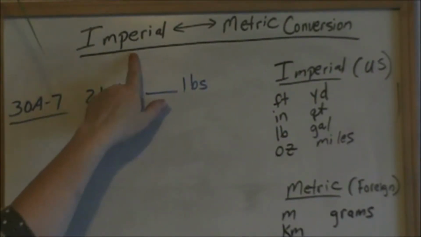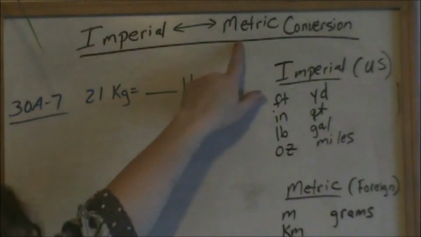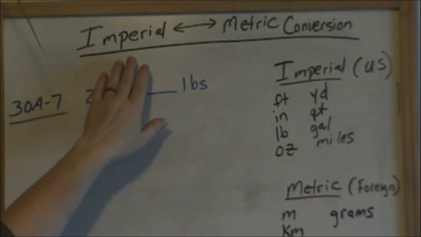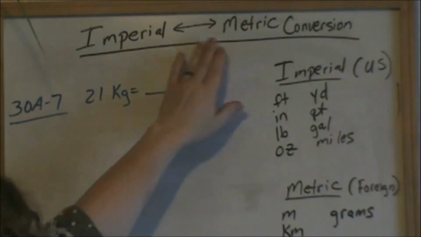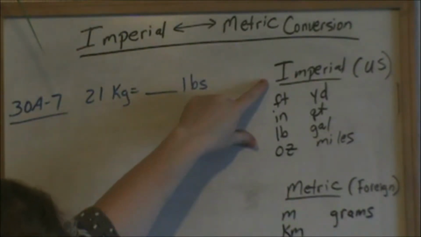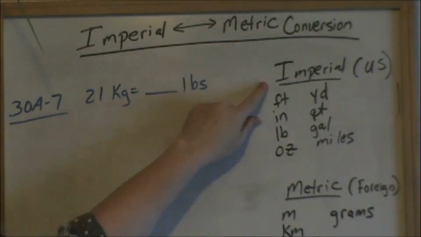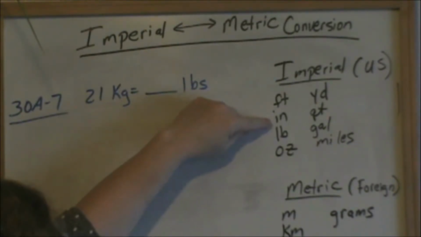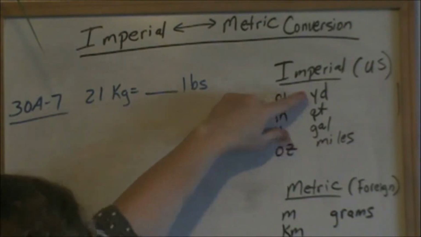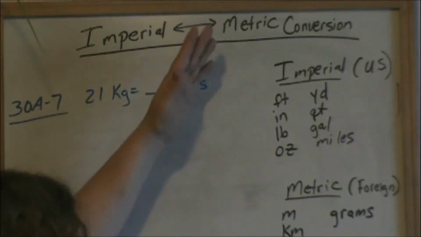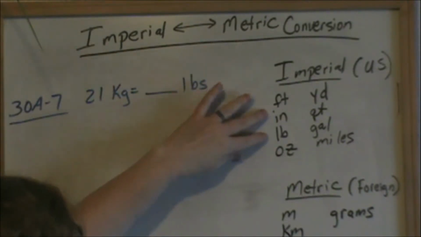Okay, we're going to be doing imperial to metric conversions and vice versa. If you don't know what that is, imperial units are units we use here in the United States. We use feet, inches, pounds, ounces, yards, quarts, gallons, miles, cups, teaspoons. The units that we normally use here in the U.S.